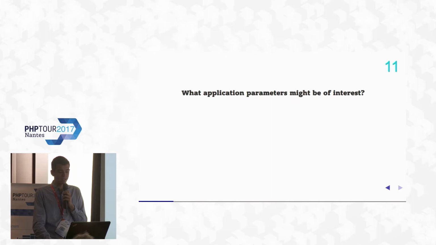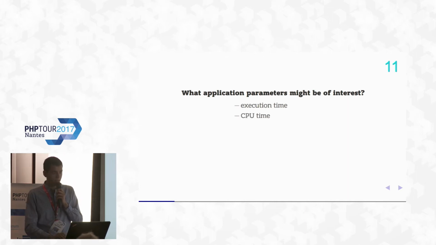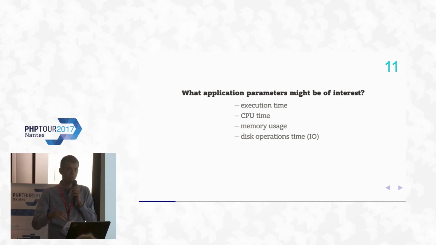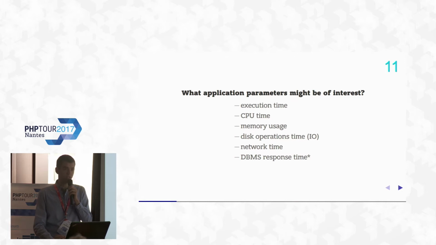So what application parameters might be of interest when we profile it? First of all, it's execution time, so how much time was spent during the page run. The CPU time, the memory usage, disk operation time, so how long the application waited for the disk system to respond to some data request. Network time, the time spent waiting on a response, and database management system response time, where the application just waited while MySQL returned some data in a query result.